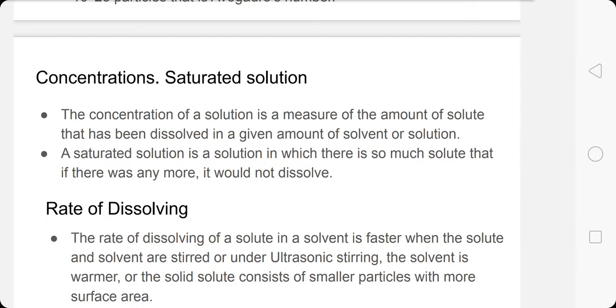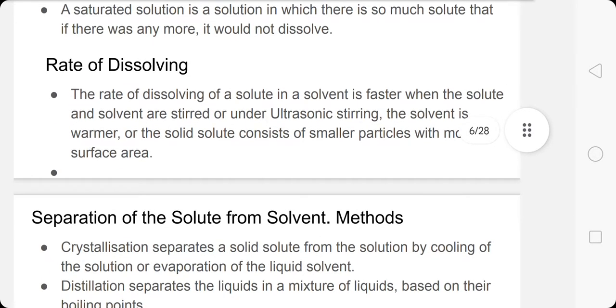Concentration of a solution is a measure of the amount of solute that has been dissolved in a given amount of solvent or solution. Again, both accepted. You can use the amount or liter of the solvent or liter of the solution. A saturated solution is a solution in which there is so much solute that if there was any more, it would not dissolve. Rate of dissolving. The rate of dissolving of a solute in a solvent is faster when solute and solvent are stirred or are under ultrasonic stirring, if the solvent is warmer, or if the solid consists of small particles with more surface area.